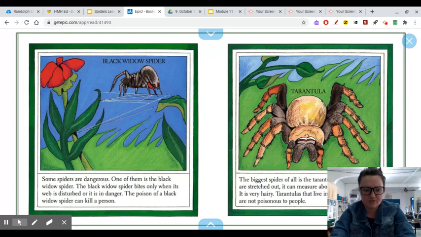Some spiders are dangerous. One of them is the black widow spider. The black widow spider bites only when its web is disturbed or it is in danger. The poison of a black widow spider can kill a person.